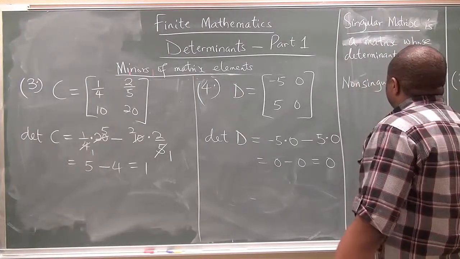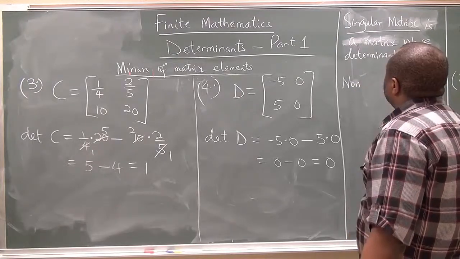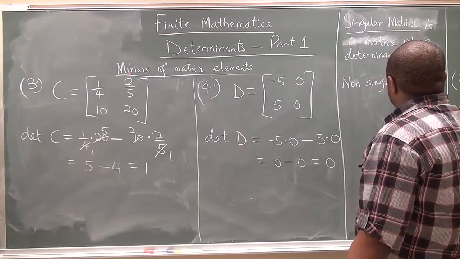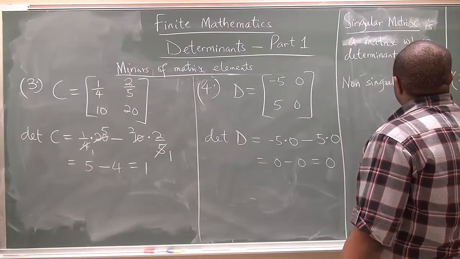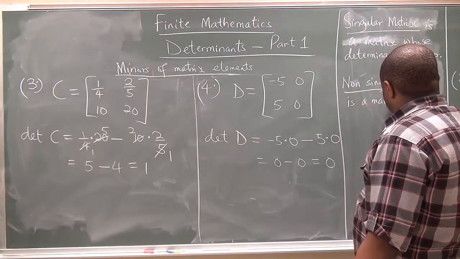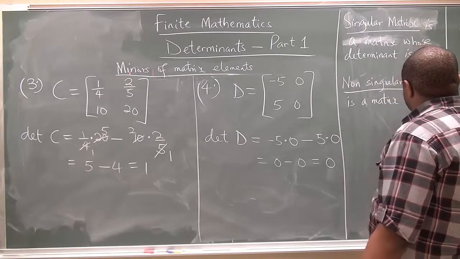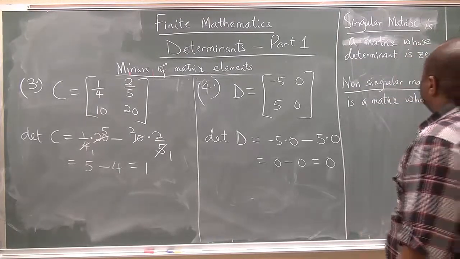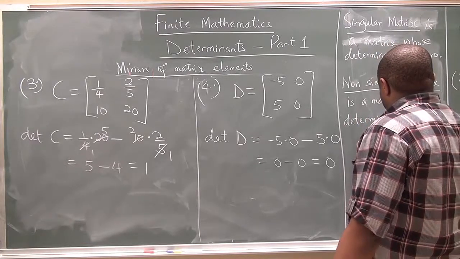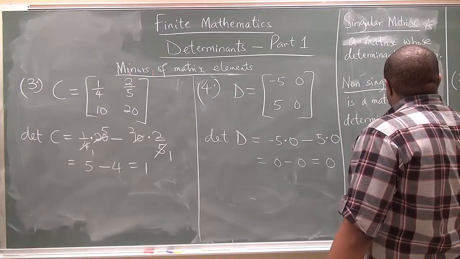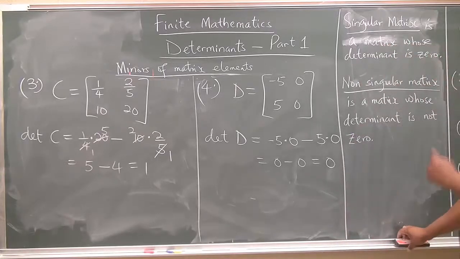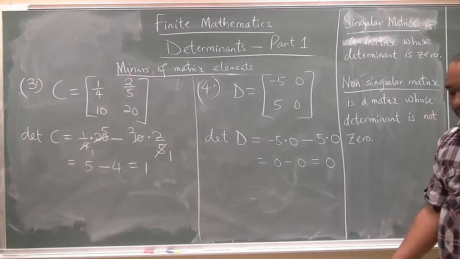Non-singular, you should have a space after non-singular. A non-singular matrix is a matrix whose determinant is not 0. So that is what we mean by singular and non-singular matrix.